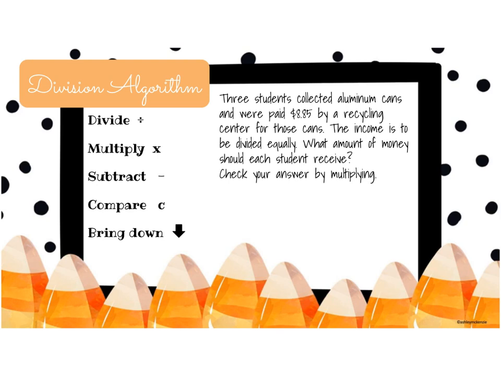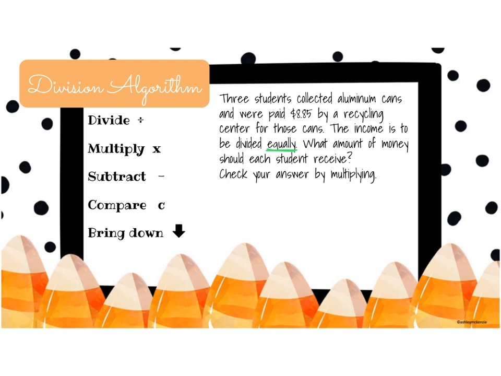Here's our next problem, our last problem for today that we're going to do together. 3 students collected aluminum cans and were paid $8.85 by a recycling center for those cans. The income is to be divided equally. What amount of money should each student receive? We're going to check our answer by working backwards and multiplying.